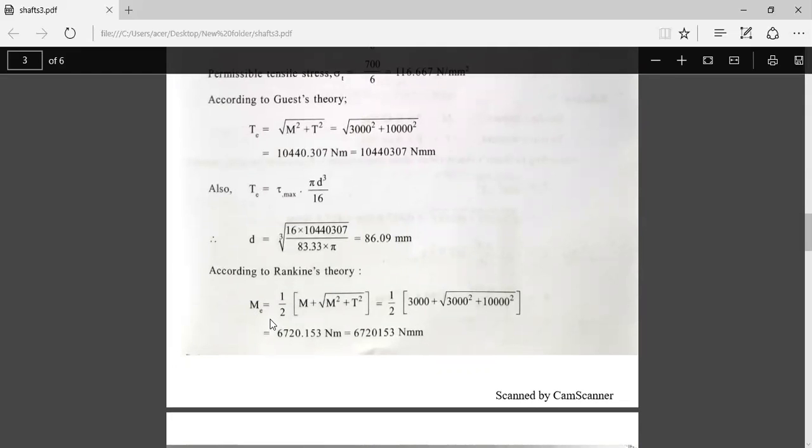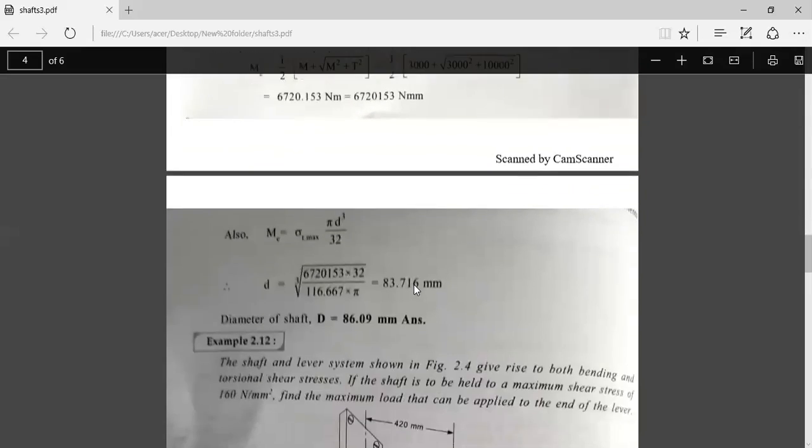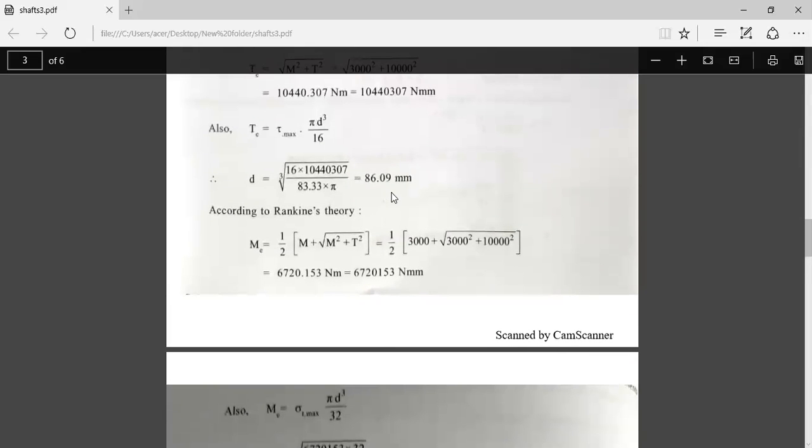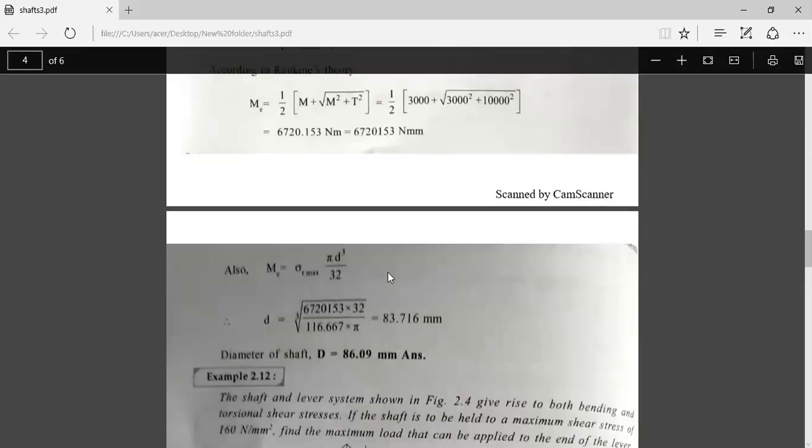At the same time ME is equal to half into m plus square root of m square plus t square. Doing that we got the ME value. Substituting this ME value in this, we got the d value. Which of the two is bigger? 83.716 mm, 86.09 mm. So this is the bigger one. So we are considering this as the diameter of the shaft.